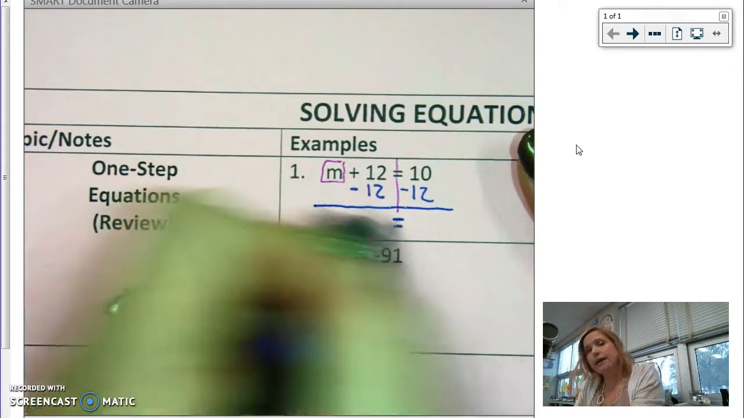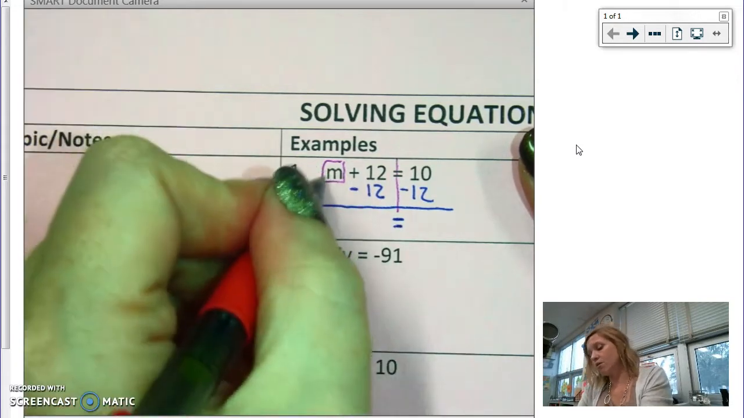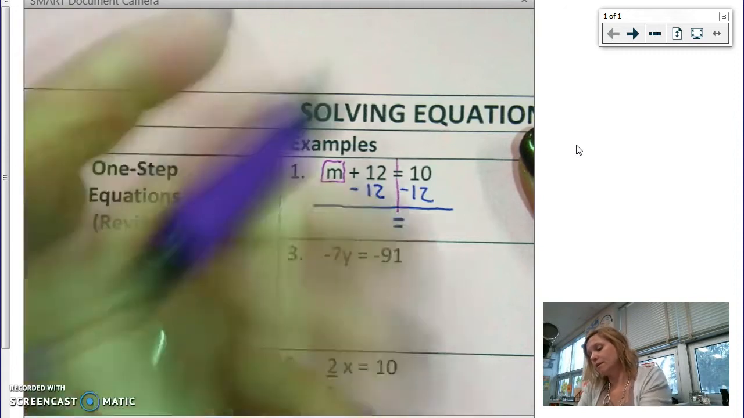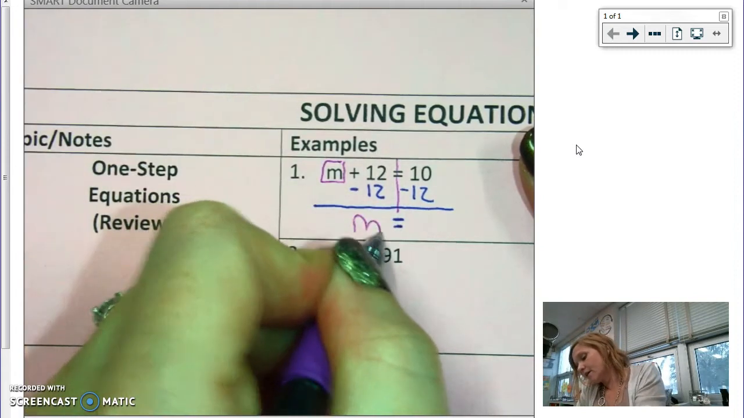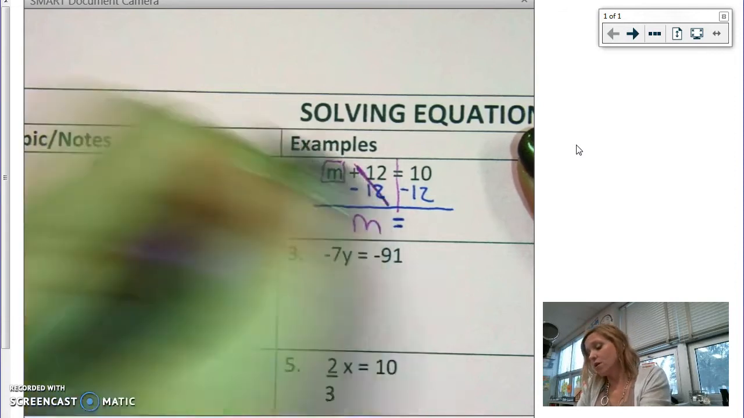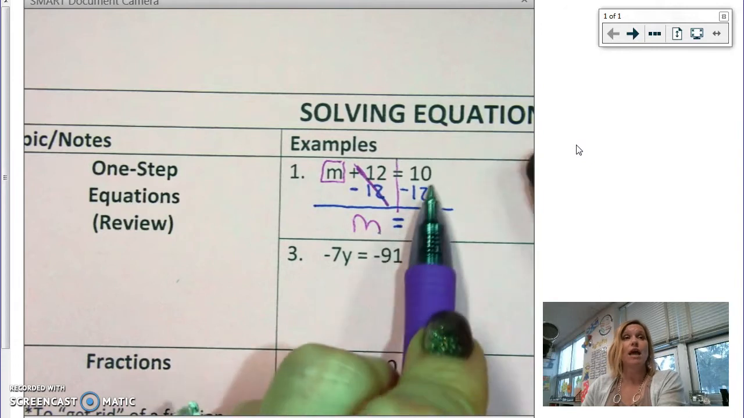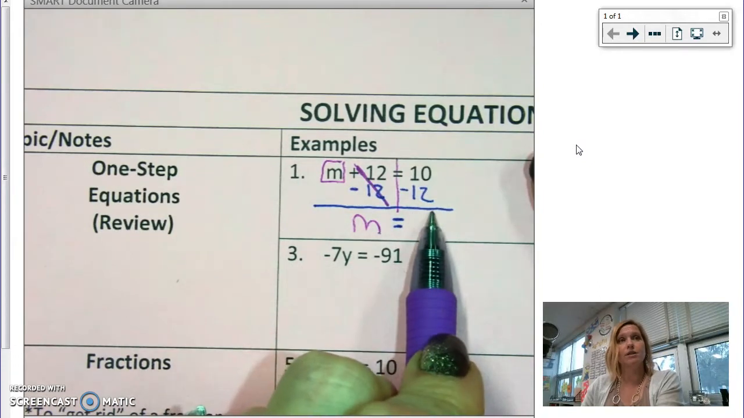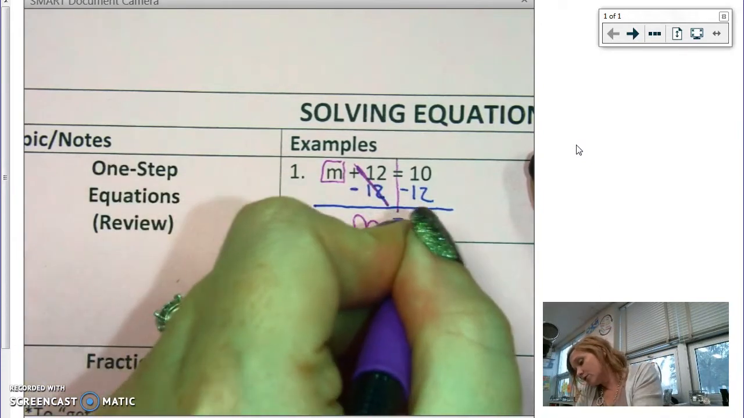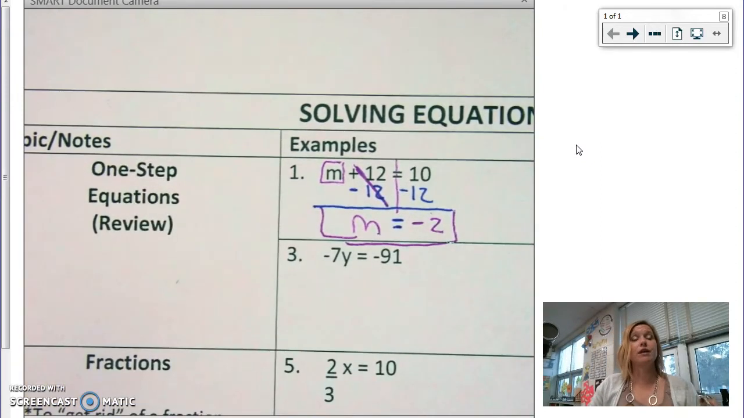Carry my equal sign down. And then what you'll notice is that we're left with our m on this side, because plus 12 minus 12 cancels out and gives you a 0. And that's basically what you want. You want zeros over there. So m's all by itself. And now we just have to ask ourselves, 10 minus 12 equals -2. And there is your answer. So you're doing the inverse operations.